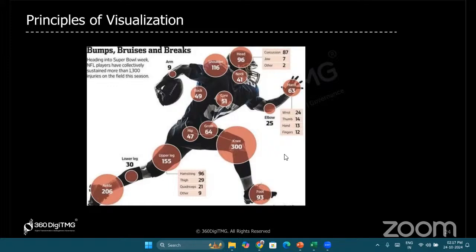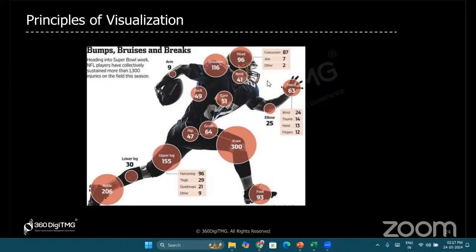And when I look at the posture and the attire of that person in the image, I know that it is talking about injuries that players have suffered, not regular people, but players. Players during the game season, during NFL. Okay. And I know that most of the injuries have occurred on the knee, followed by the ankle, and then upper leg, and so on, shoulder, head.